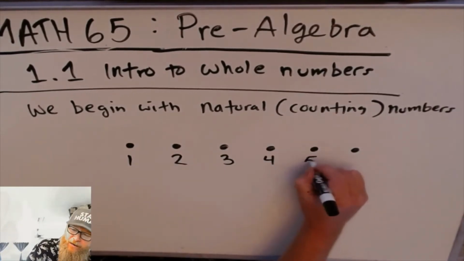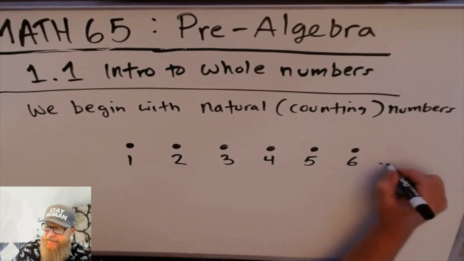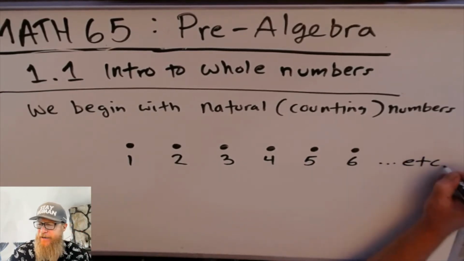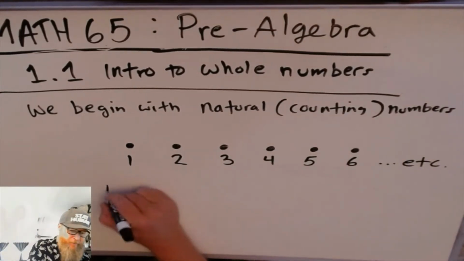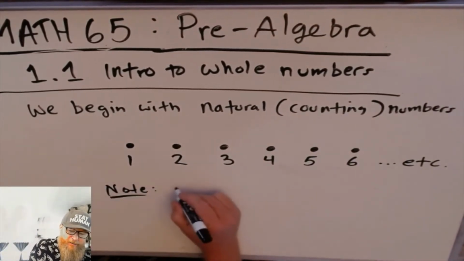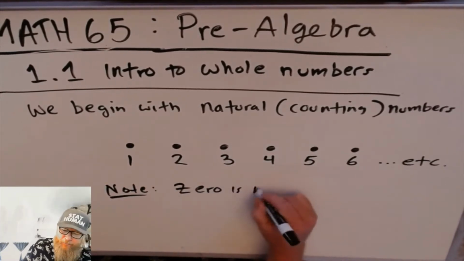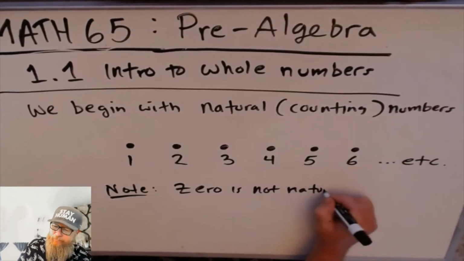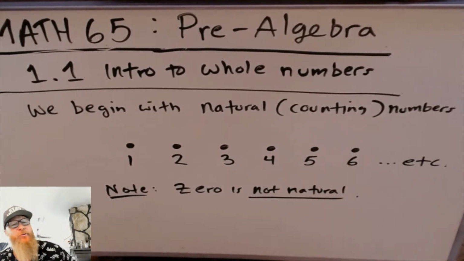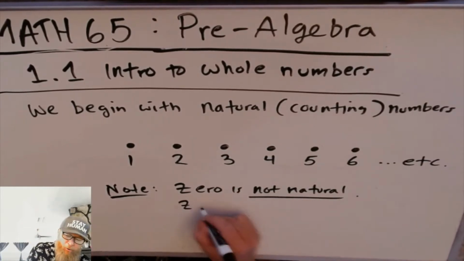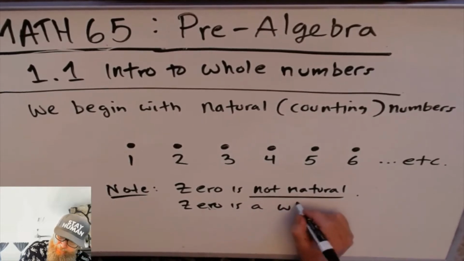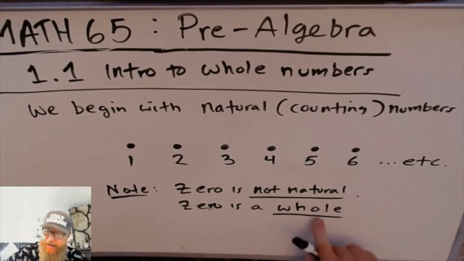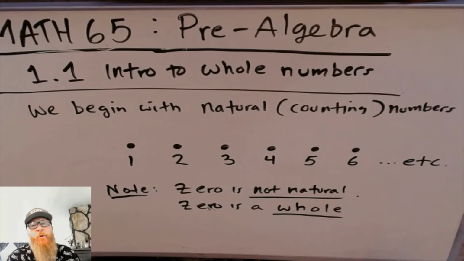1, 2, 3, 4, 5, 6. I obviously can't list every natural number out, so I'll just say etc. An important note is that 0 is not natural. All right, it's not a natural number. It's not a counting number. Okay. 0 is a whole number. Easy way to remember that: there's an O in whole. Yeah, whole number.